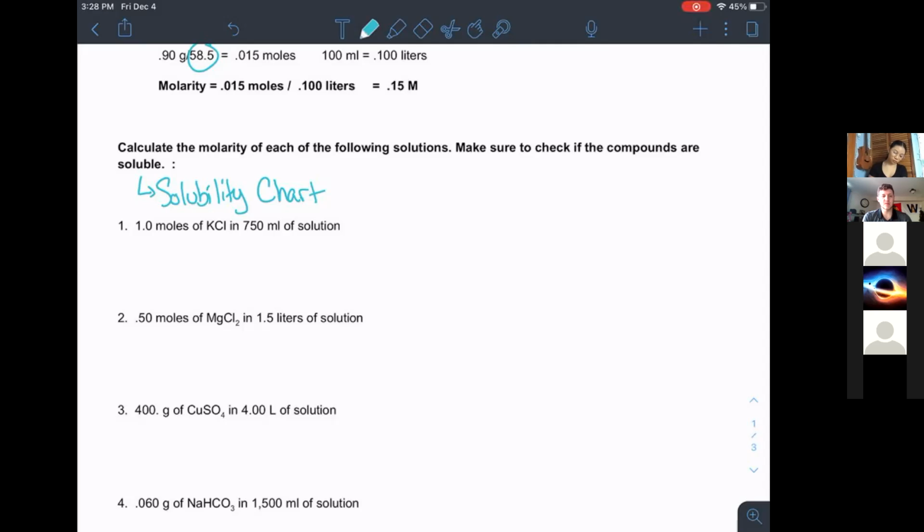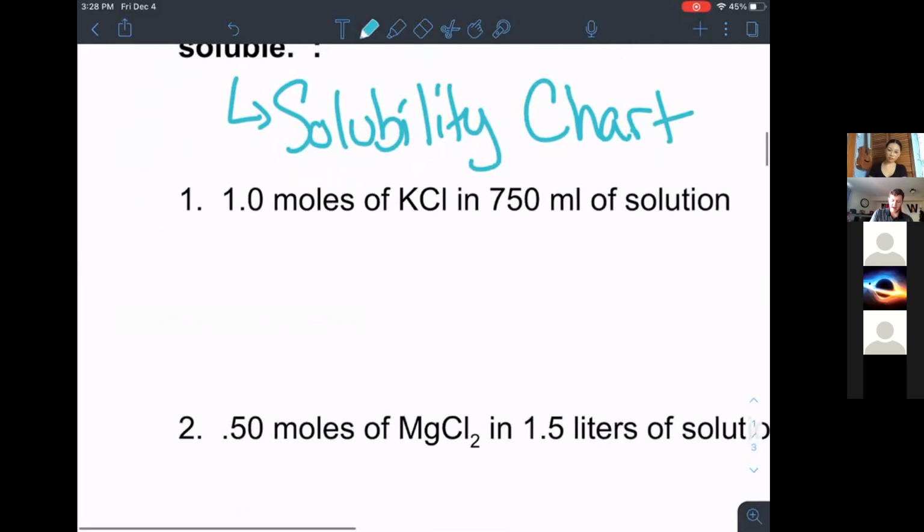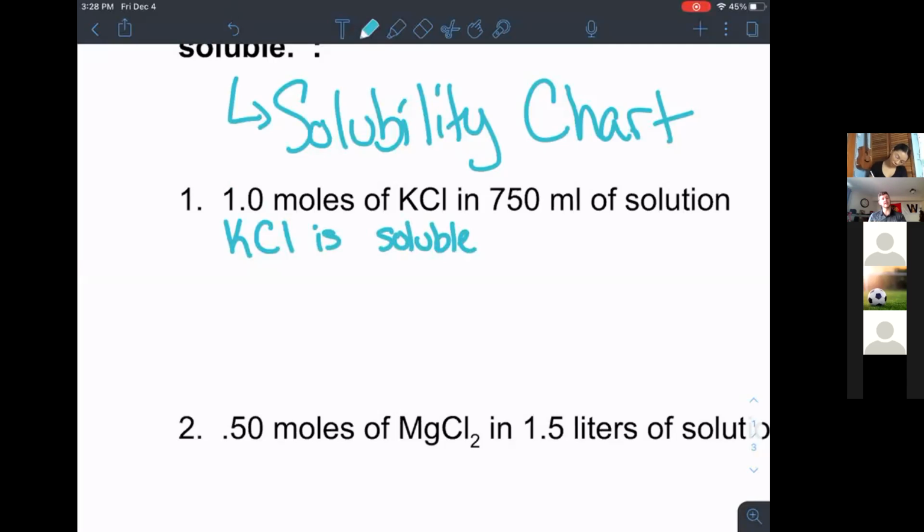If we look at this first one, it says 1 mole of potassium chloride in 750 milliliters of solution. Before we do anything else, we always check solubility. If our substance, like potassium chloride, is not soluble in water or in solution, we don't have to do the problem, which just makes our lives a lot easier. So always check solubility first. And is potassium chloride soluble? Yes. All right, so potassium chloride is soluble, which means we have to continue doing the problem.